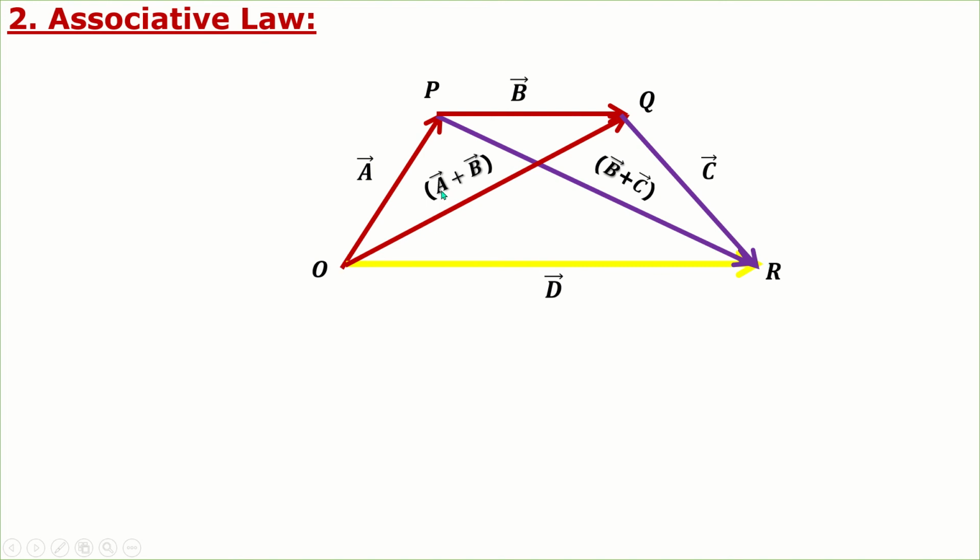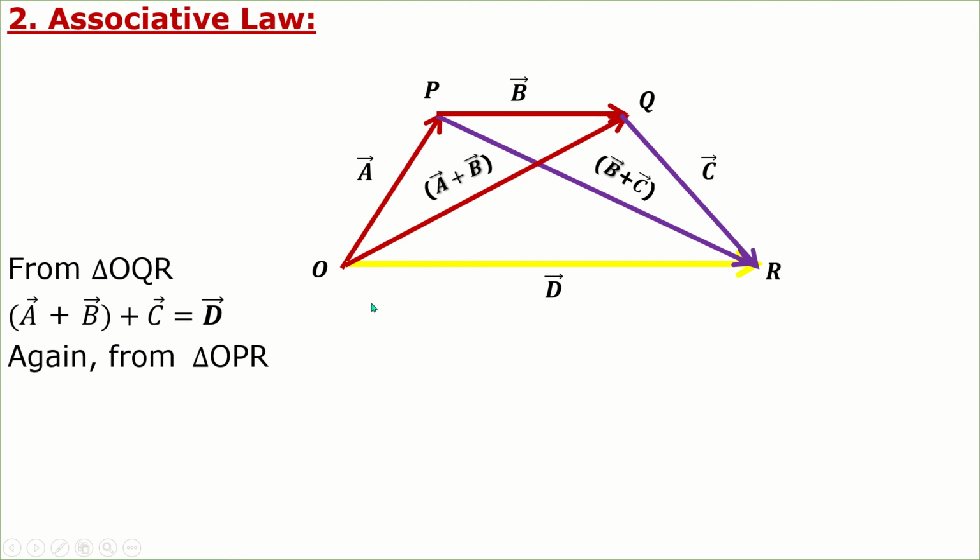OQ means A vector plus B vector, and QR is equal to C vector. That means A vector plus B vector inside the bracket plus C vector is equal to D vector. In triangle OQR, A vector plus B vector plus C vector is equal to D vector.